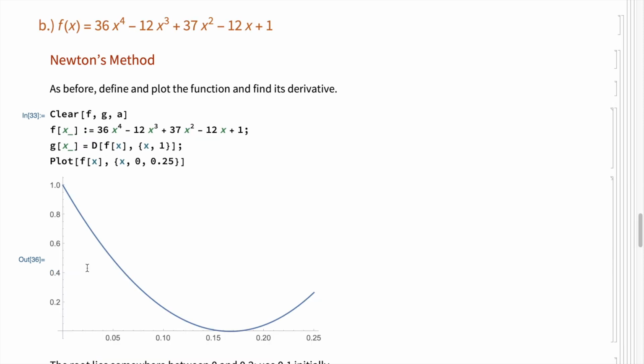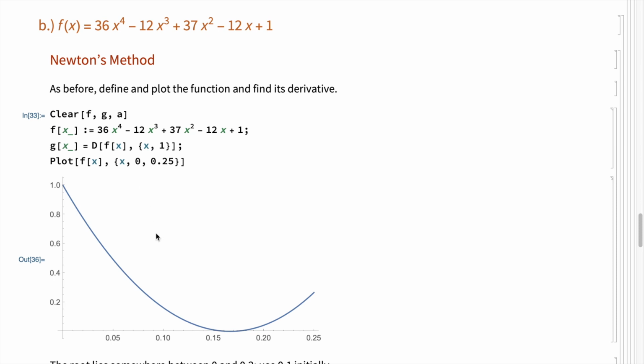Problem B. f of x equals 36x to the fourth minus 12x cubed plus 37x squared minus 12x plus 1. Part 1, Newton's method. As before, go ahead and define our function f as below, and also define the second function g as the first derivative of f with respect to x, and then plot f from x equals 0 to x equals 1/4 to get a rough idea of where the root lies.